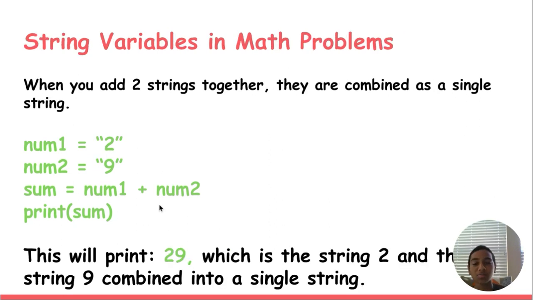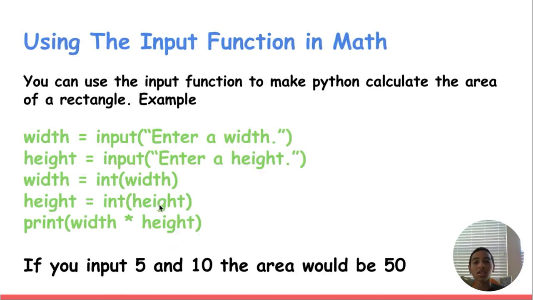String variables and math problems. Here's the thing, when you add two strings together, they are different. This is not 11 anymore, this is 29. Because Python adds the string 2 to the string 9 combined, so it's 29.